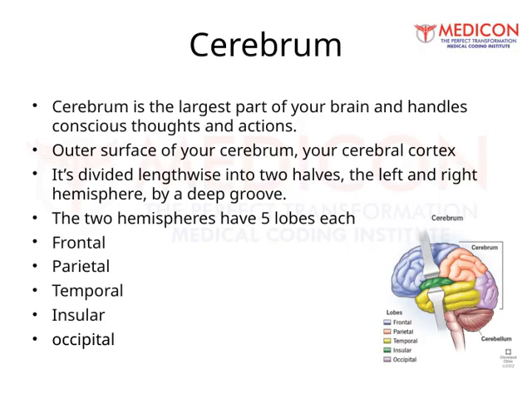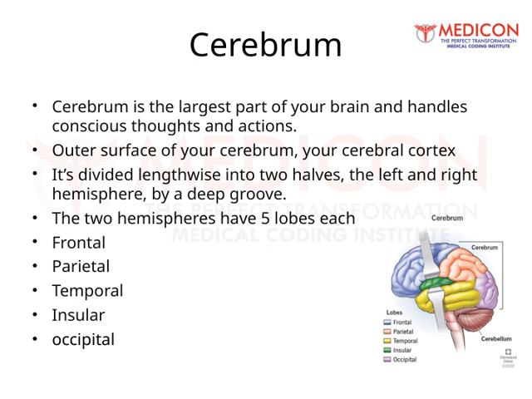The cerebrum is actually the largest part of your brain, and it's really the center of your conscious thoughts and actions. When we talk about the outer surface of the cerebrum, that's called the cerebral cortex, and it's where many of our higher brain functions happen. The cerebrum is divided lengthwise into two halves, what we call the left and right hemispheres. This division is marked by a deep groove running down the middle.